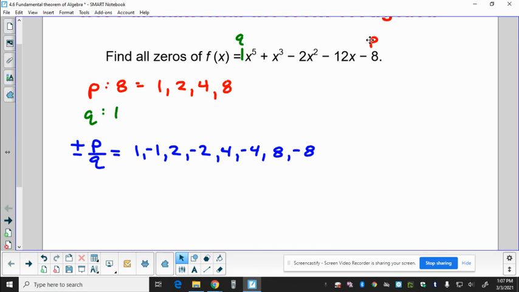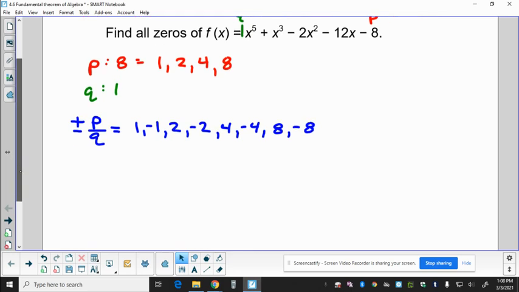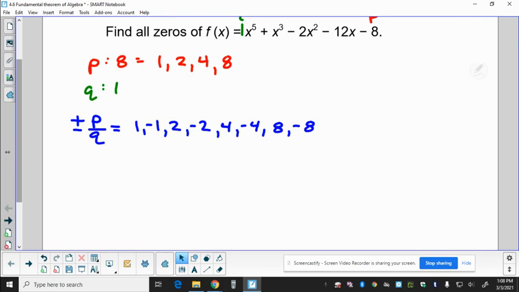All right, next thing. Watch out for this problem. Notice there's no x to the 4th power term. When we do synthetic division, we're going to need a 0 to fill in for that coefficient. So we actually have 1 and then a 0. That's the 0x to the 4th. 1 for the x cubed, -2 for the x squared, a -12 for the x, and a -8 for the constant.